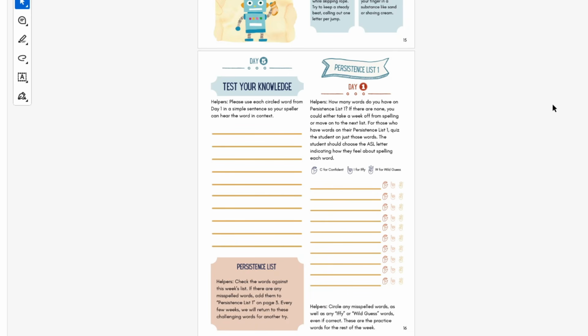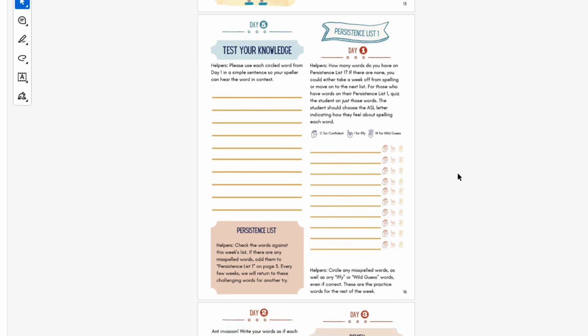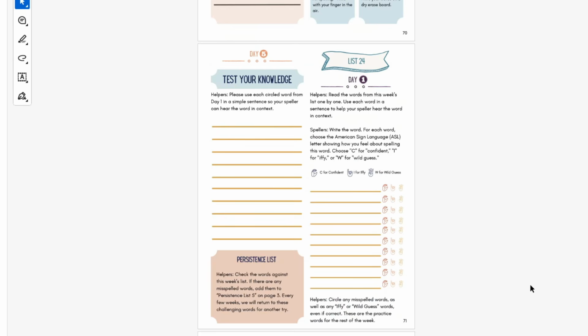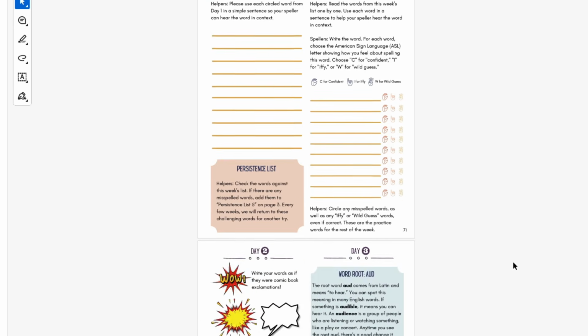And here's that first persistence list. Once you're done with day 5 of week 5, you're going to come in here and do persistence list 1. That's just testing all of those words that you were having trouble with so far this year. Those are your words for the week. And then on the 3rd day of that one, there's a review. So we're looking at prefixes, suffixes, homophones, some of the words that you've learned so far. There are 24 total lists. This is the last one, 24.